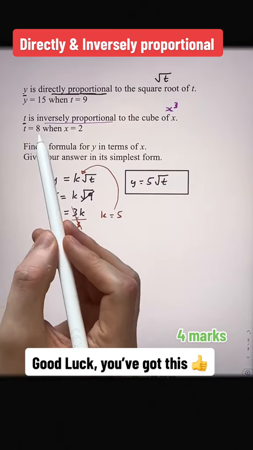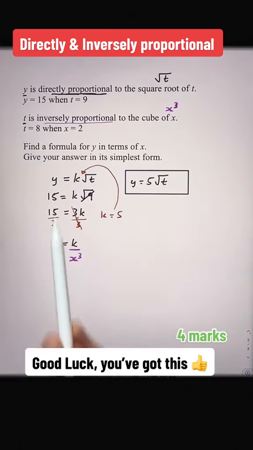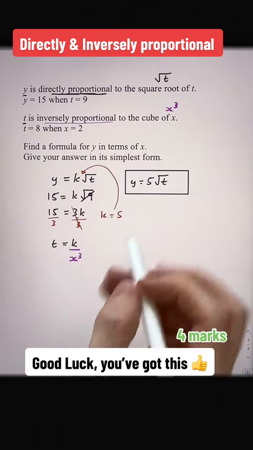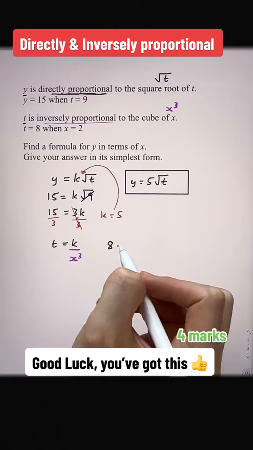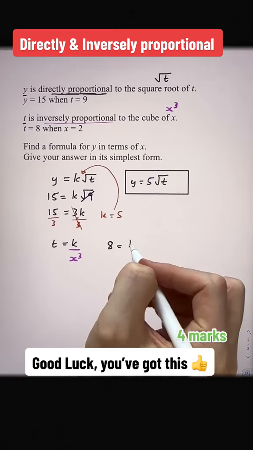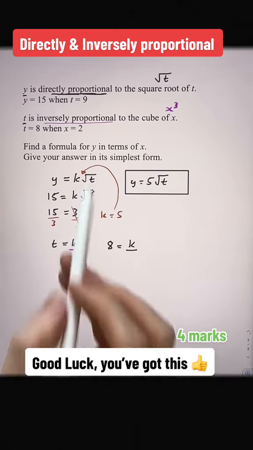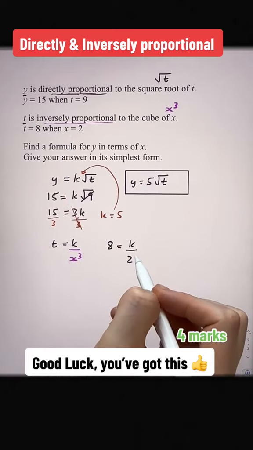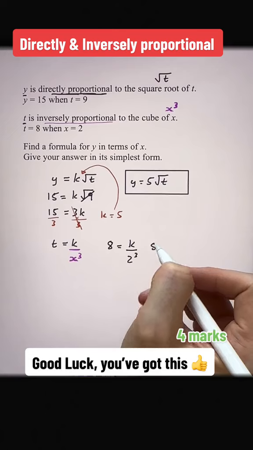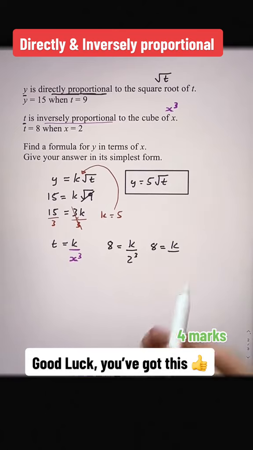Once again, substituting in my values, I know in this case t is 8 when x is 2. So on the left-hand side, t is 8. So I'm going to substitute t to be the number 8 is equal to k, which is what I'm finding, my constant of proportionality, over x cubed. In this case, x is 2, so on the bottom I'm going to have 2 cubed. Leaving the 8 on the left-hand side alone, I've got 8 equals k over 2 cubed.